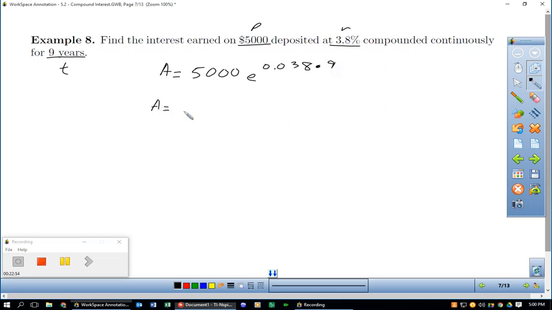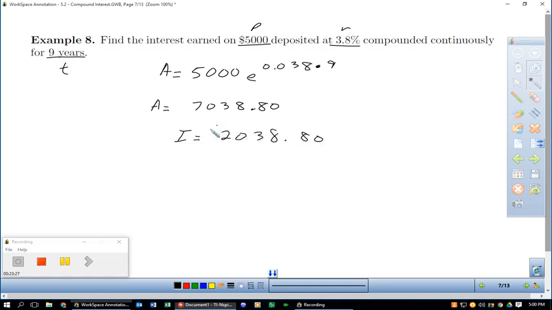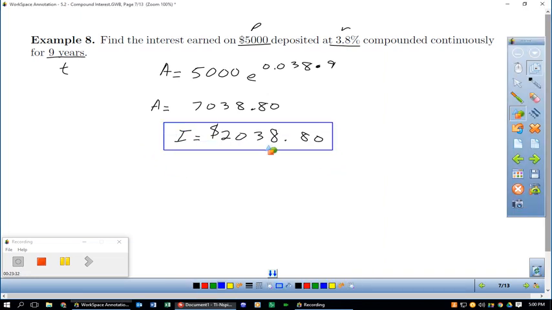And so our accumulated amount is 2,000. Oh, no, it isn't. I found the interest already. So 5,000 times e to the 0.038 times 9. Accumulated amount is $7,038.80, rounding that. So therefore, the interest, all we're interested in, is $2,038.80. And there's our interest amount, which is what we were asked for.